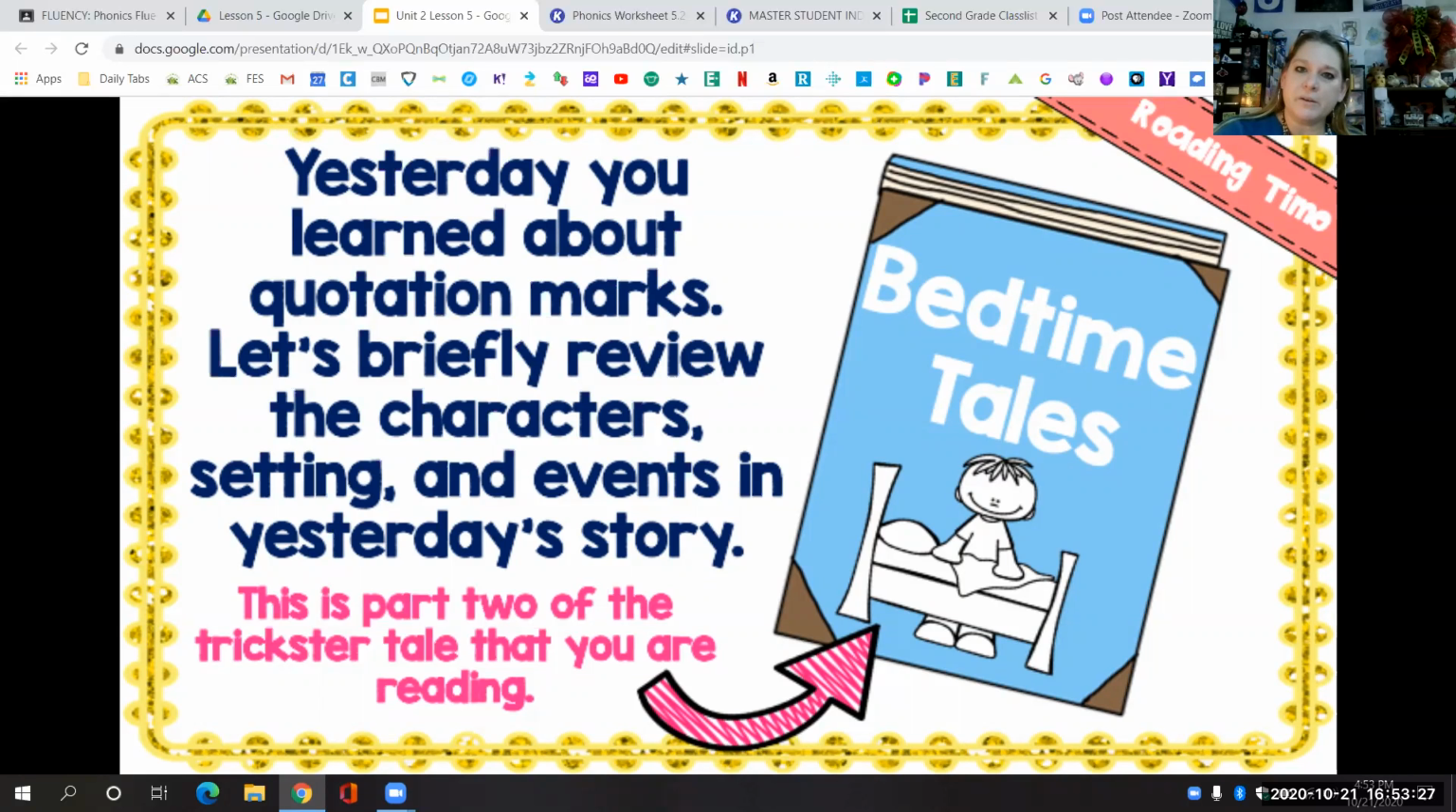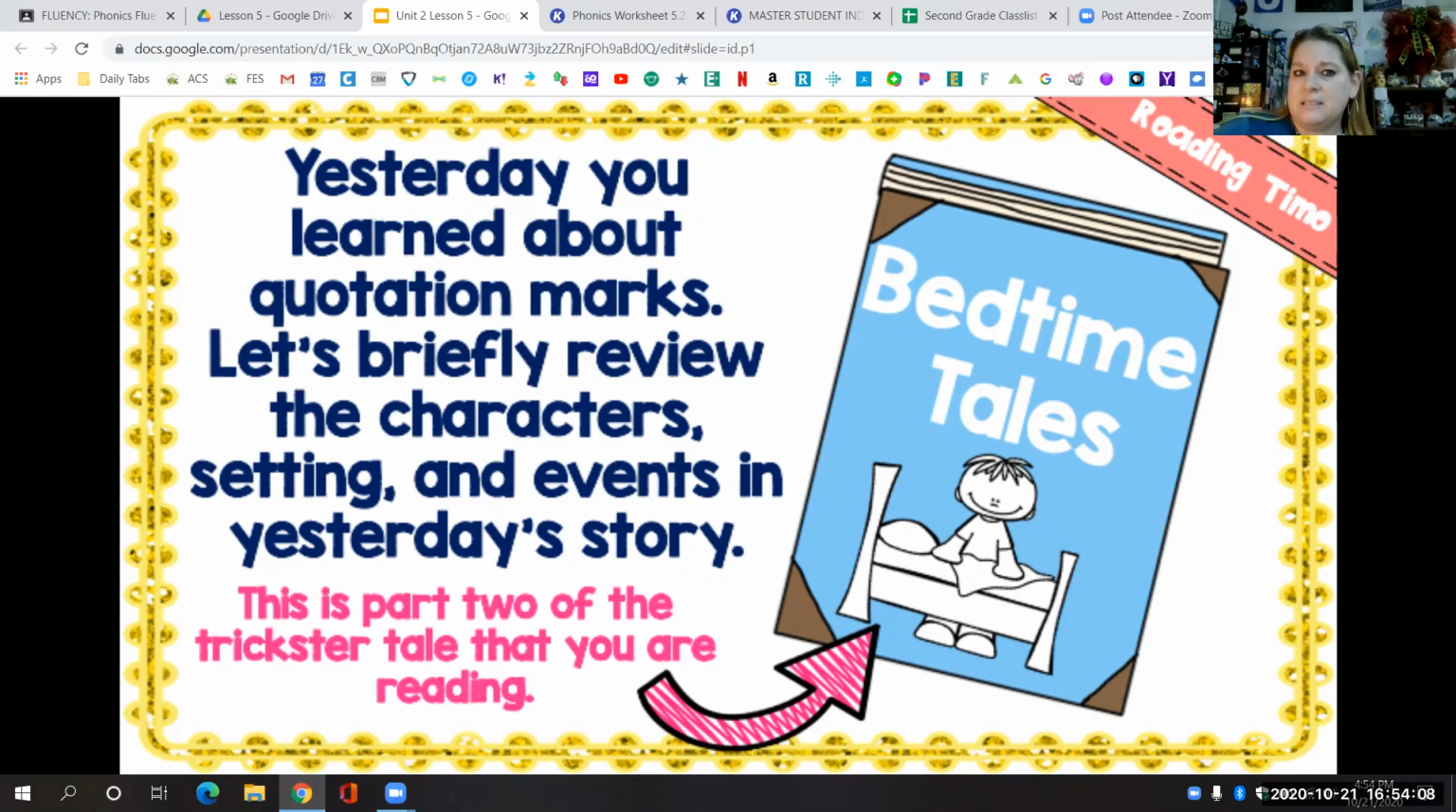So who were the characters in yesterday's story? So we had Big Jim and we had Pete. And where was the setting in yesterday's story? Yesterday's story was in the West, a long time ago in the West. And what were the events in that story yesterday? So Big Jim was bragging about how great of a jumper his frog was, and he was betting that no one else's frog could beat his.